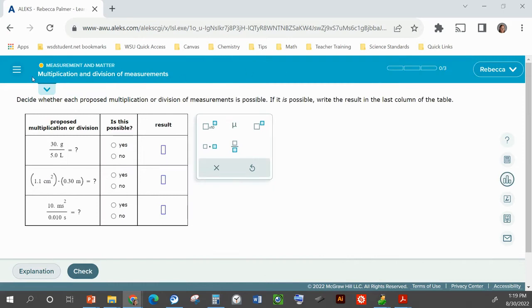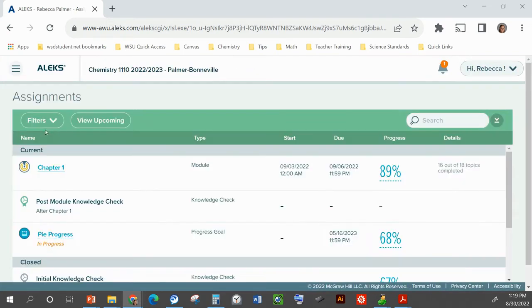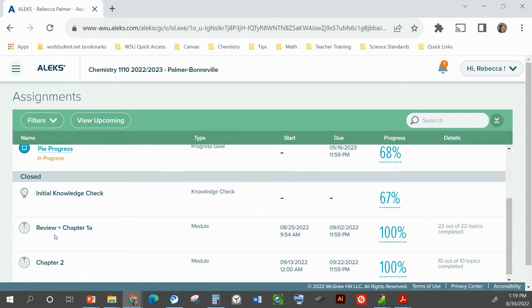While we're in Alex, let's just stop here for a minute. If you go to this hamburger navigator, this will tell you where the assignments are. If you go to assignments, our first assignment is due on Friday. So that's this review chapter 1A. Okay. So first it makes you do this knowledge check.